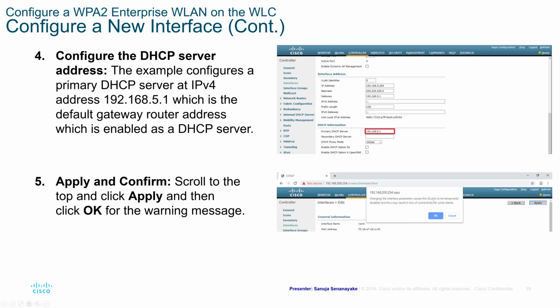When you hit Apply, you will get a warning message saying changing the interface parameters causes the WLAN to be temporarily disabled and thus may result in loss of connectivity for some of the clients. That is just basically giving system administrators and network administrators a warning saying, hey, what you're about to do may have an impact on your users. So do you really want to proceed? And in this case, we're going to say okay, that will save the configuration we just made.